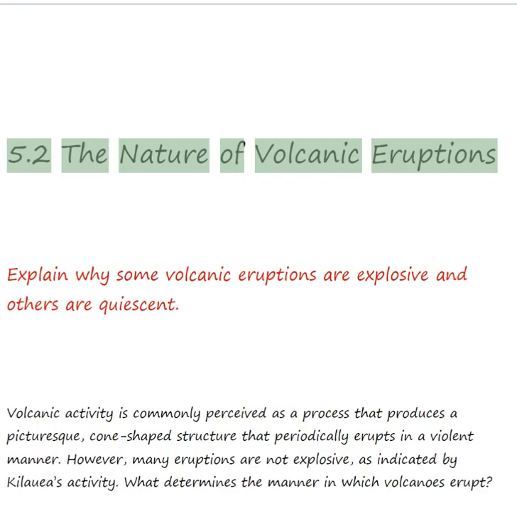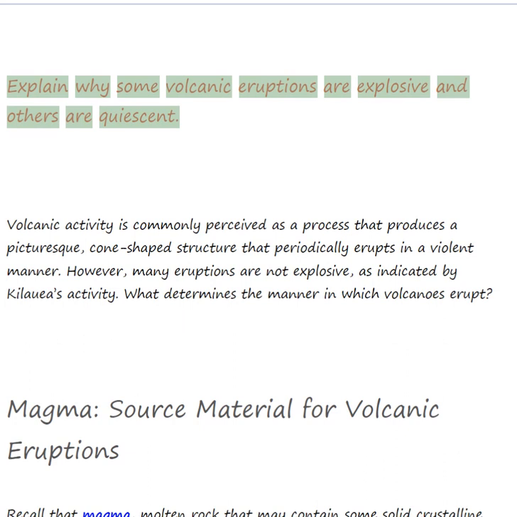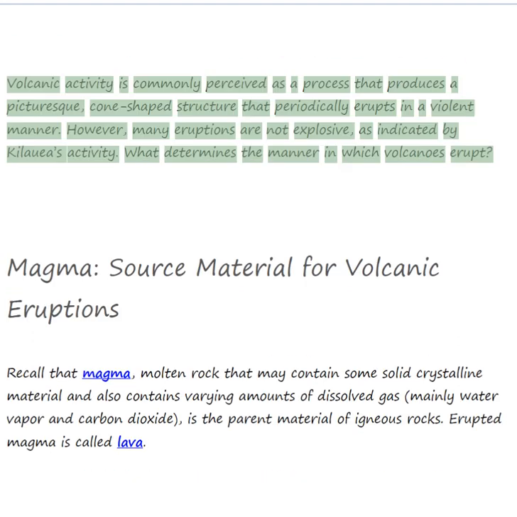5.2. The nature of volcanic eruptions. Explain why some volcanic eruptions are explosive and others are quiescent. Volcanic activity is commonly perceived as a process that produces a picturesque, cone-shaped structure that periodically erupts in a violent manner. However, many eruptions are not explosive, as indicated by Kilauea's activity. What determines the manner in which volcanoes erupt?